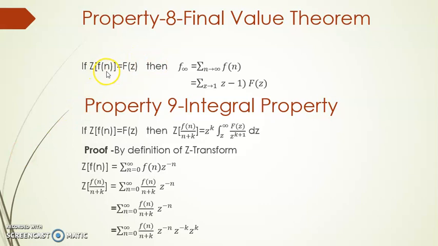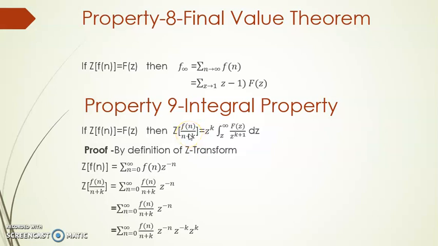If Z transform of f(n) equals f(z), then f(infinity) equals summation n tending to infinity f(n), or limit z tending to 1 of (z minus 1) into f(z). We have no use of this property to solve the example in Z transform. Property 9 is the integral property, the most important property. If Z transform of f(n) equals f(z), then Z transform of f(n) upon (n plus k) is equal to z power k integral from z to infinity of f(z) upon z power (k plus 1) into dz. Again we solve this by using the definition of Z transform.